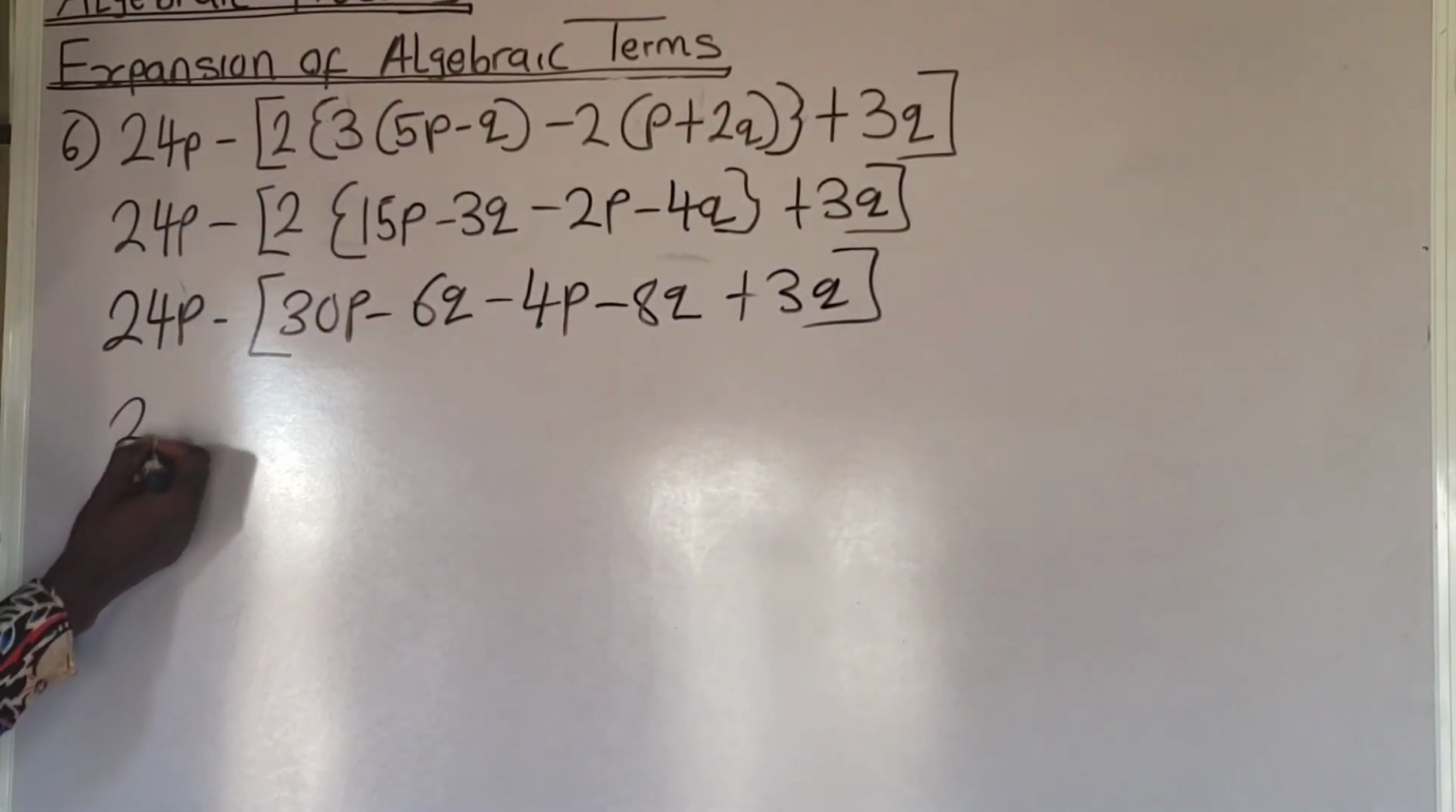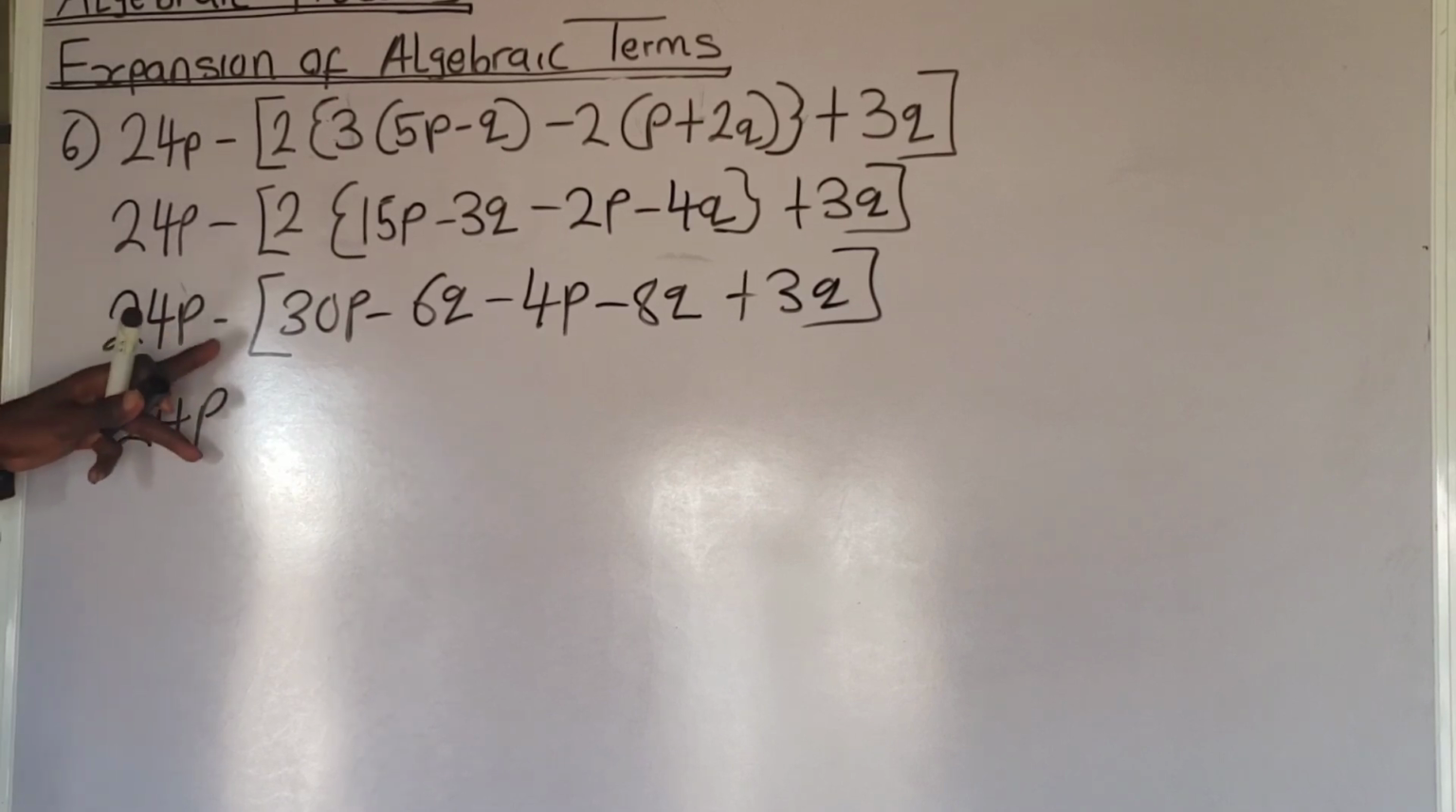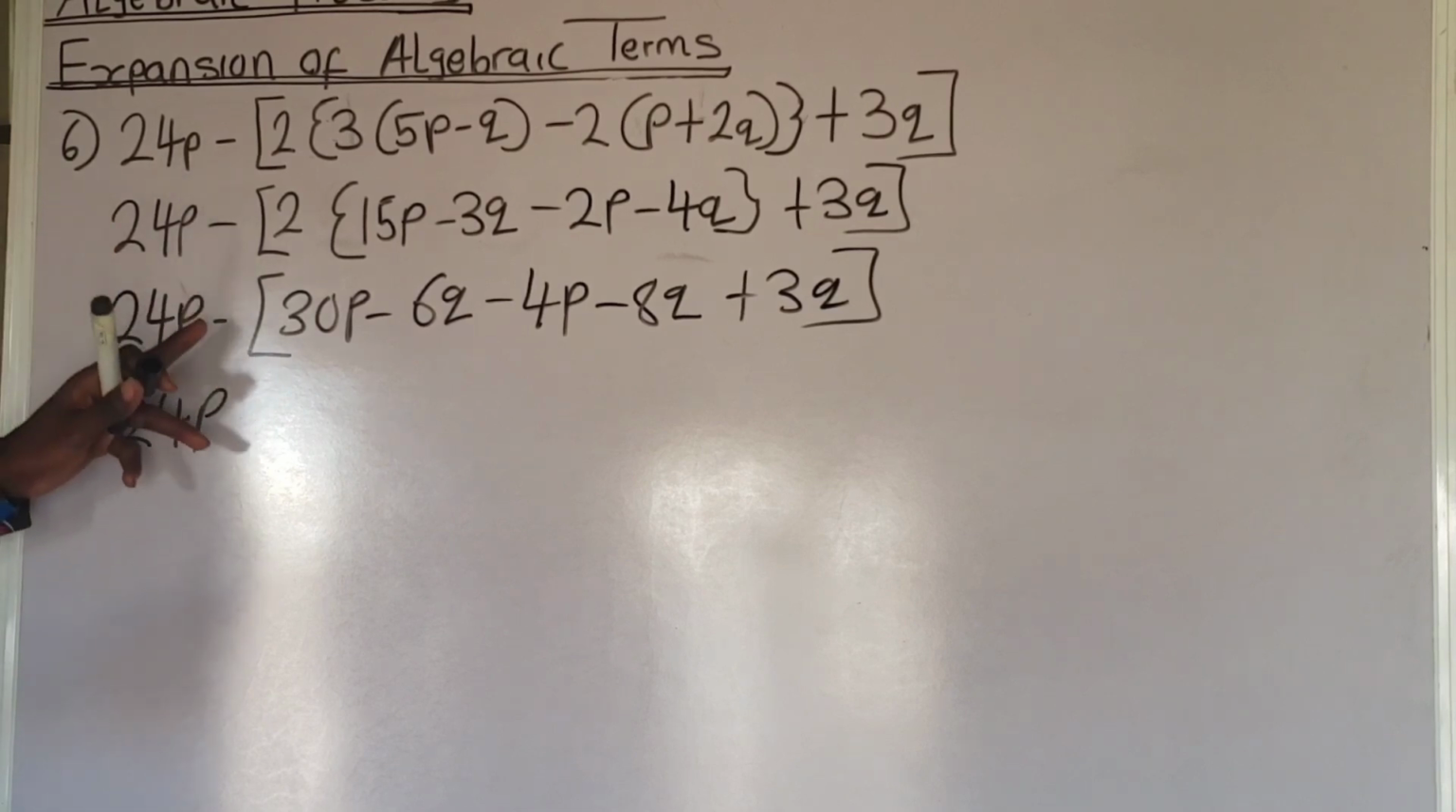For this, I'm going to have 24p. Now I'm having a negative sign here. I'm going to use this negative sign to open the bracket. Though I'm only having a negative sign, there is an invisible 1. You understand? So this becomes a negative 1.